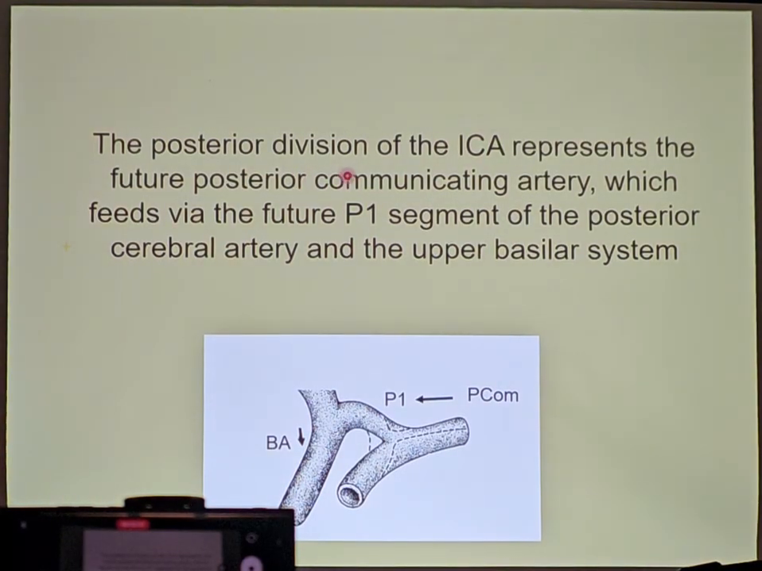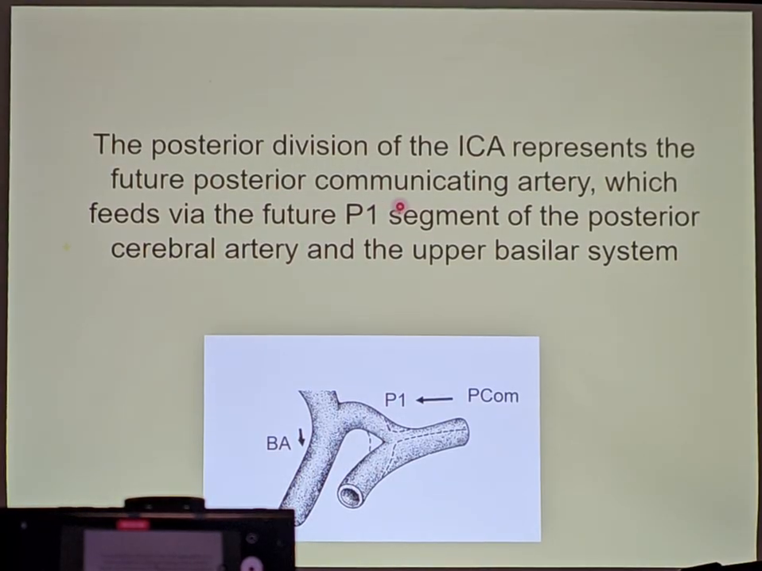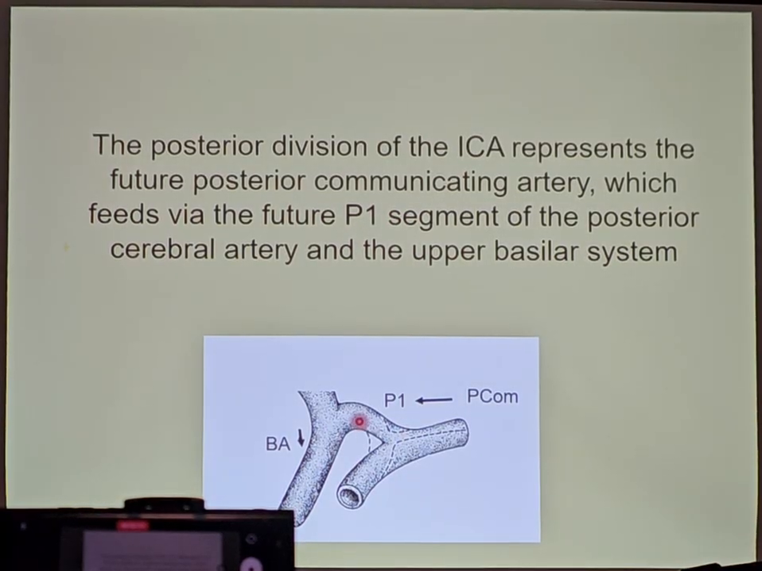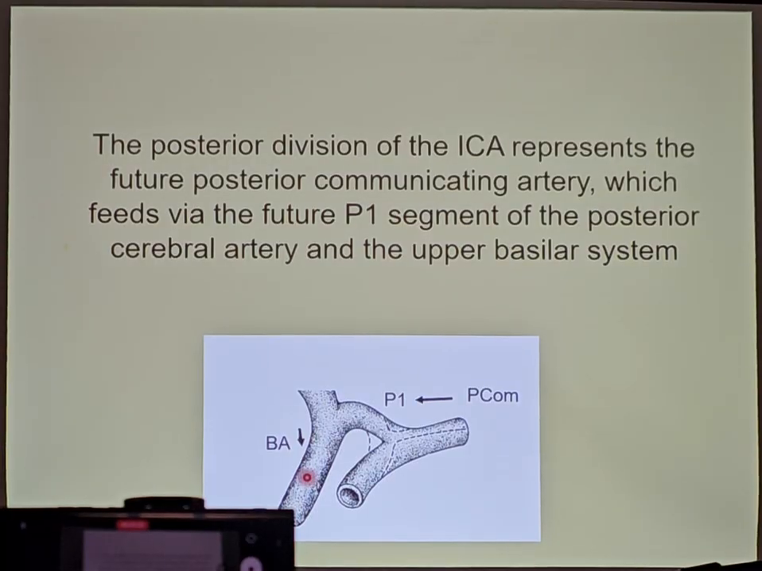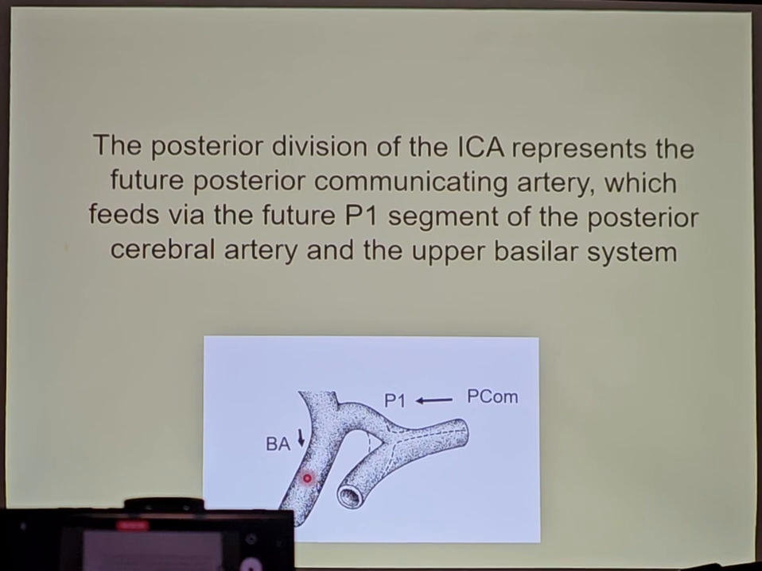So the posterior division of each internal carotid artery represents the future posterior communicating artery, coming off here, which feeds the future P1 segment down the upper basilar system. So initially the ipsilateral internal carotid artery and its contralateral internal carotid artery supply together the upper basilar region and territory.